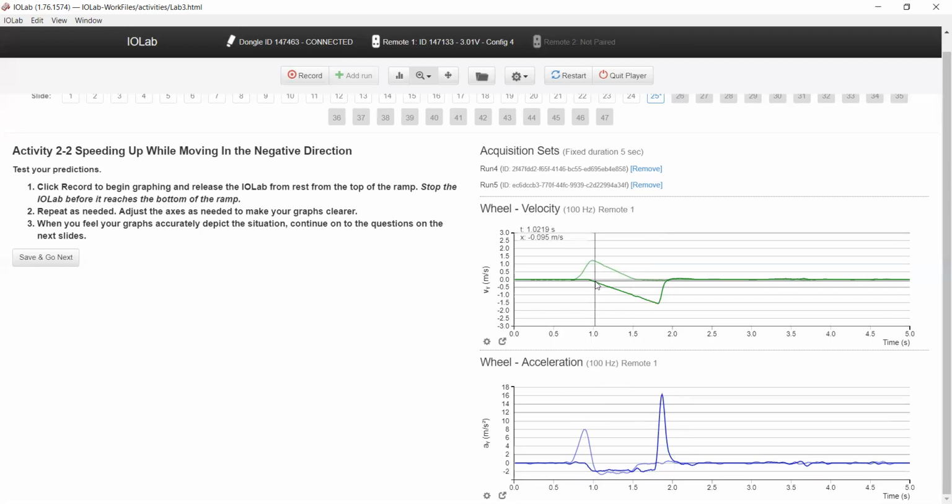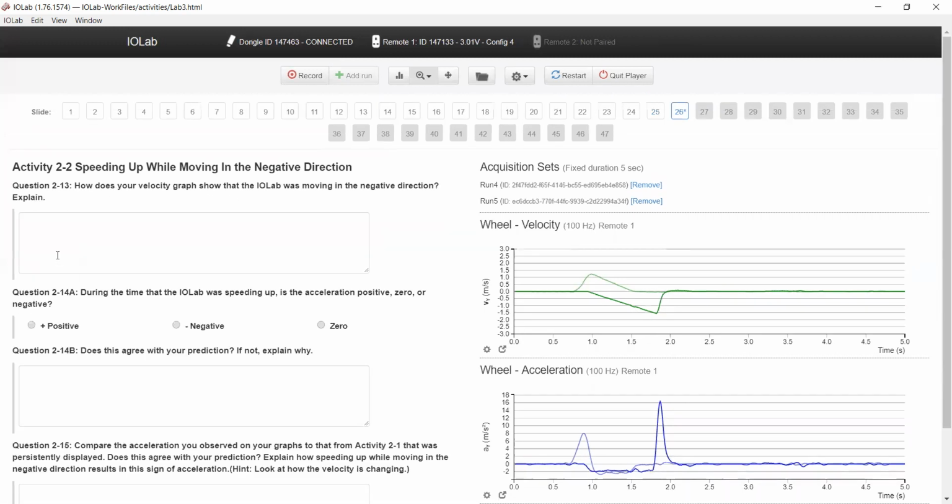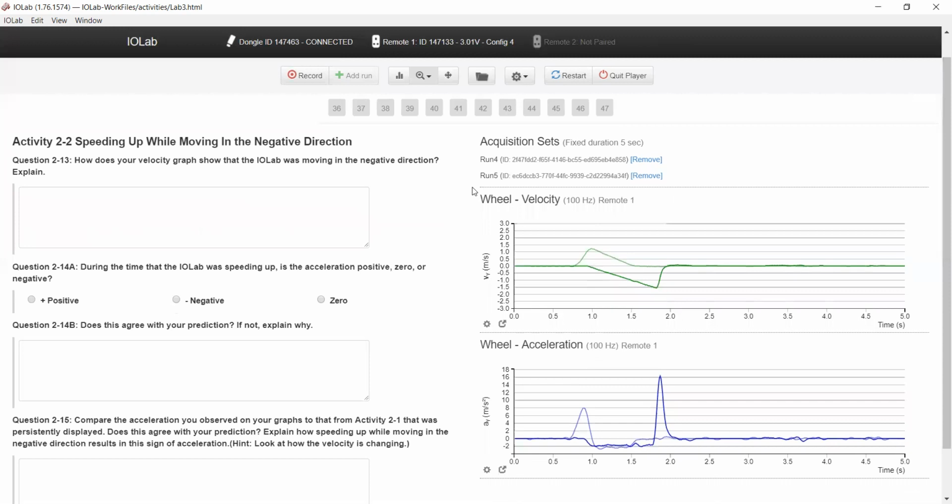Okay, slowly speeding up in the negative direction. You may go ahead, click save and go next. Okay, so how was your velocity graph? The IOLab was moving in the negative direction, so you have to explain. Is it constant, increasing at a constant rate, decreasing at a constant rate, having a negative slope or a positive slope? You may write down whether during that time the acceleration was positive, negative, or zero.